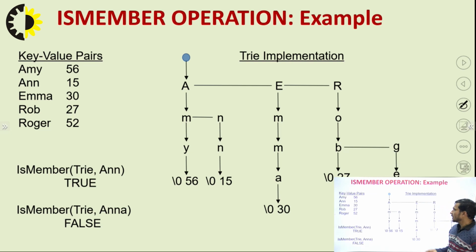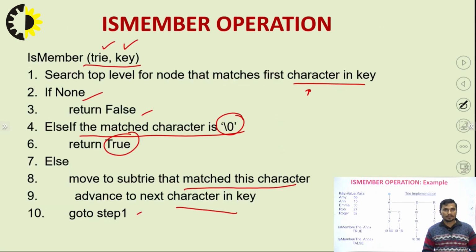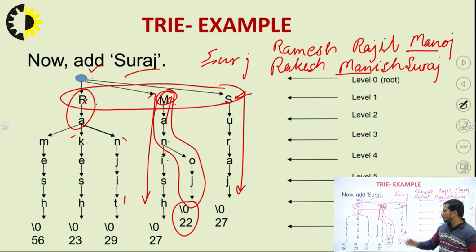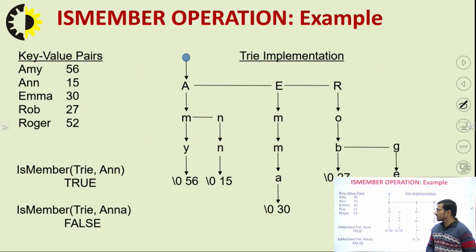Now here we have a different example, and this example is actually showing the trie implementation. In the previous example we cannot identify how we are implementing it, or what the pointer relation of a particular node to another node is. Now in this diagram we can easily visualize the pointer relation.